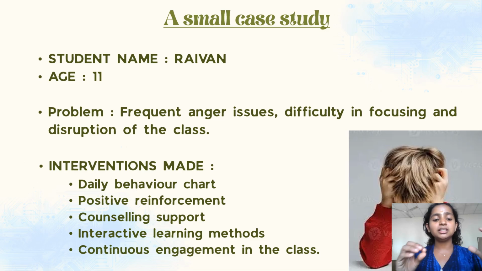Positive reinforcement. Then the student is being provided with some counseling support. Counseling teachers are coming, counseling him and providing that support. Then some interactive learning methods. Raven is asked to recommend a friend to use the smart board, to do match the following, etc. Then continuous engagement in the class. Raven is not allowed to simply waste time or simply think about his activities. He's always engaged in some kind of recreational or academic activities. So these are the interventions made.